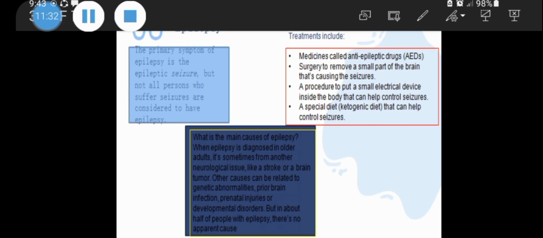So, what is the main cause of epilepsy? When epilepsy is diagnosed in older adults, it is sometimes from another neurological issue like stroke or brain tumor. Other causes can be related to genetic abnormalities, prior brain infection, prenatal injuries, or developmental disorders. But in about half of the people with epilepsy, there's no apparent cause.